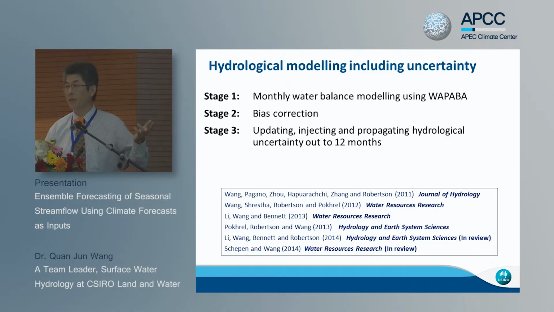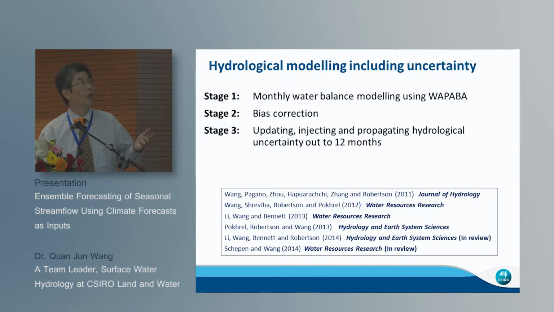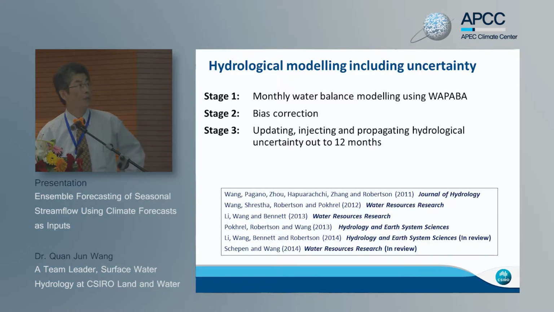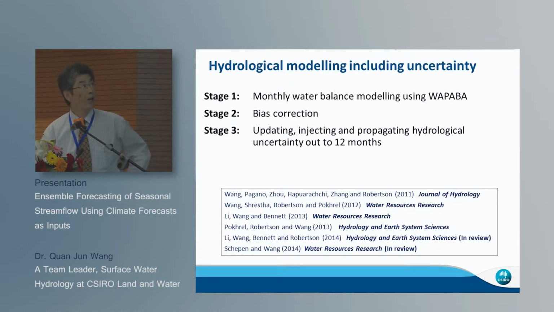Our next step is to put those rainfall forecasts through a hydrological model. And in this case, we use the monthly water balance model, and that's called the WAPABA model, which we published back in 2011. So that's our stage one. And in stage two, it's really based on the hydrological model. Some months, the model does better than other months, even if you have the perfect rainfall forecast or use your observed rain as input. So we want to make some bias correction for different months, a conditional bias correction. So in that way, we are actually able to improve the results quite a bit.